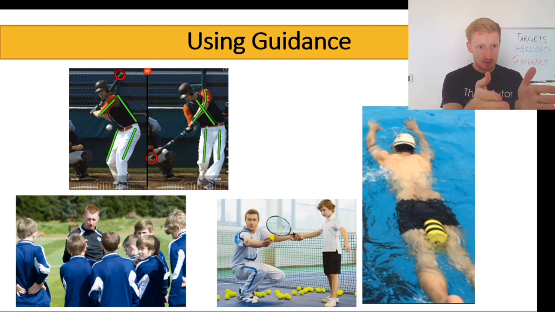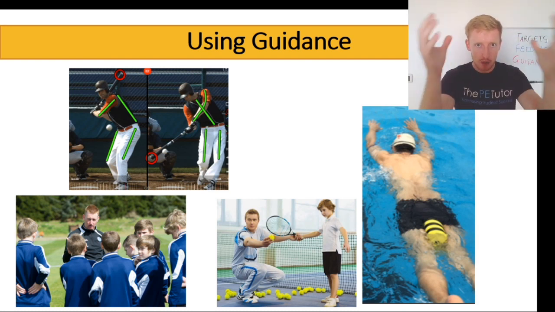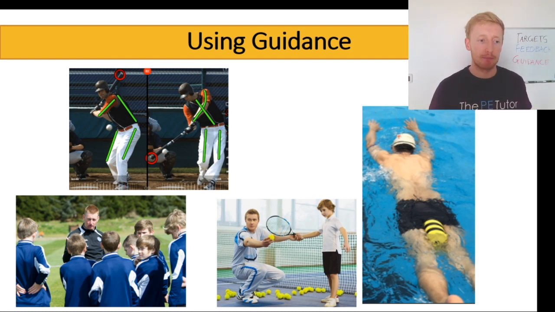It could be their hips. It could be the angle of their arms or the tilt of their body. They'll be able to see visually what they need to change.